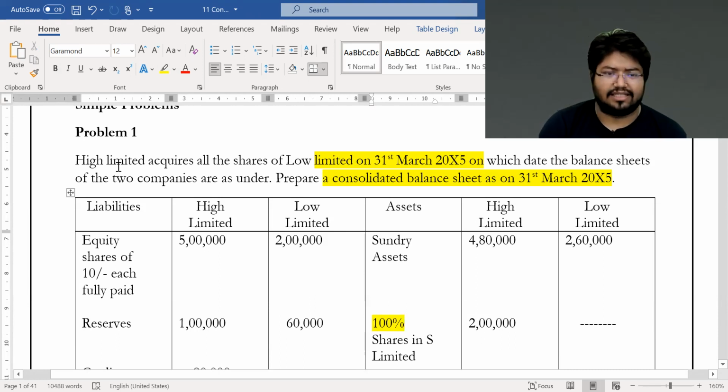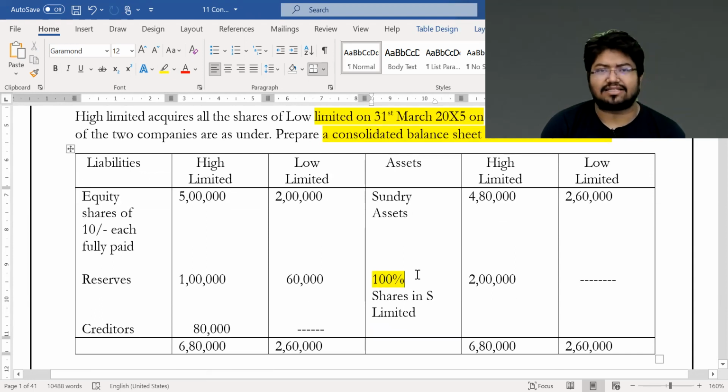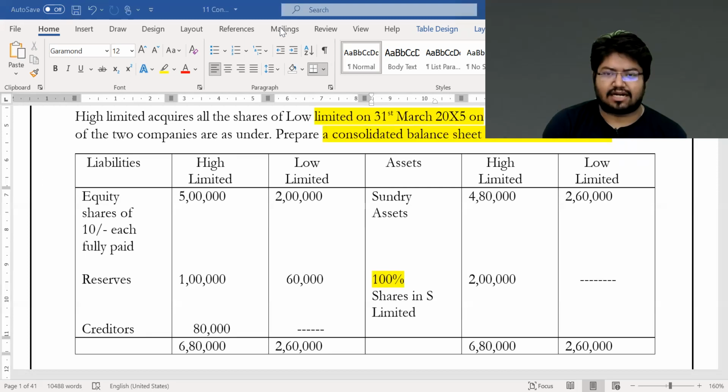Luckily in this problem, this being the first problem, they have acquired shares in Low Limited on 31st March 25. Consolidation is also happening on the same day. And he did not buy 60% or 70%, he has bought 100%. That means the child is a 100% subsidiary for me, fully controlled. So how we consolidate is something we are going to see here. I'll start by showing the answers in Excel for you.